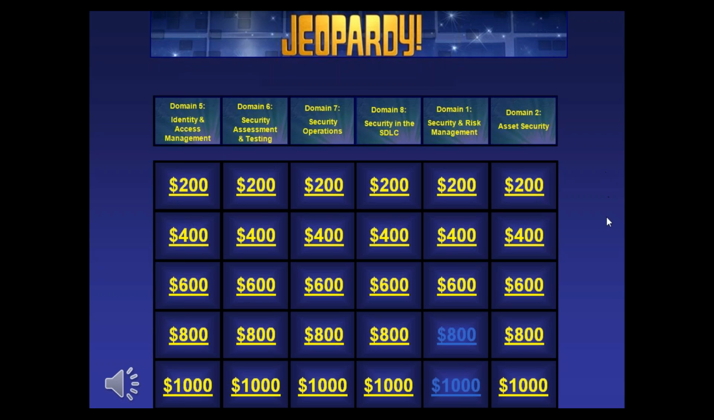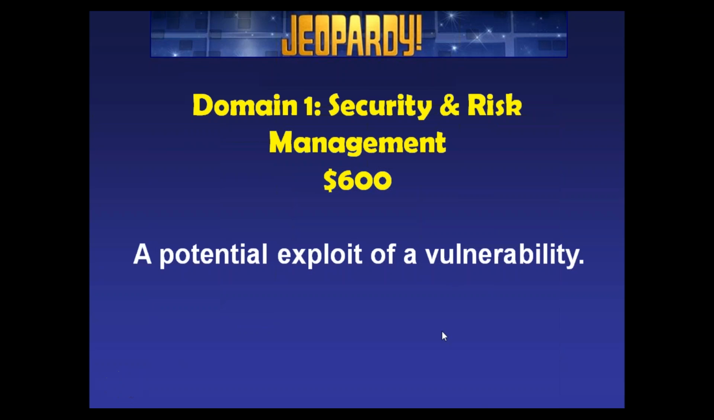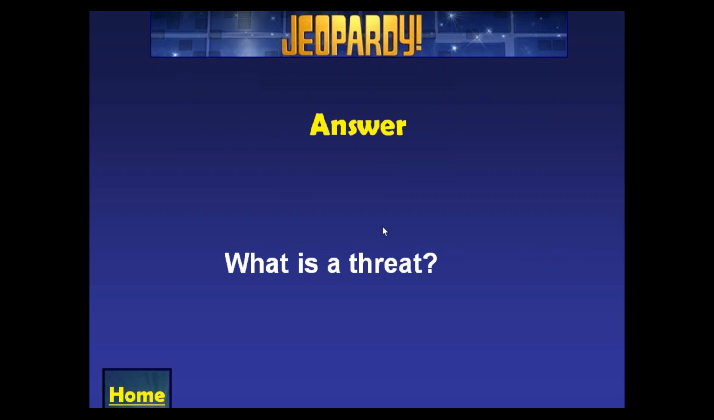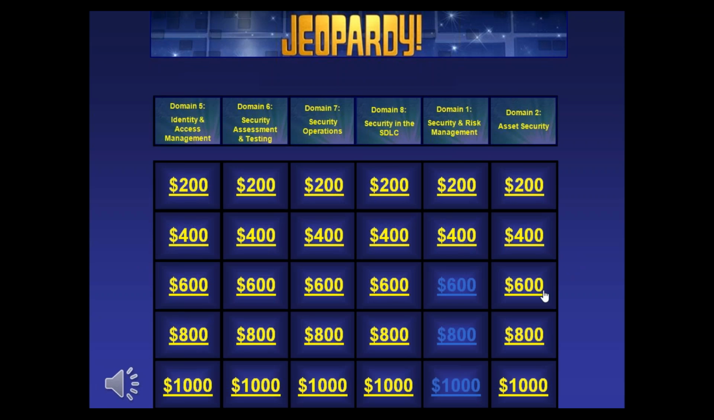Oh, sorry. Let's go for Domain 1 for 600. All right, here we go. Staying in the same domain. A potential exploit of a vulnerability. First correct response is from Becky the Terminator. What is a threat?